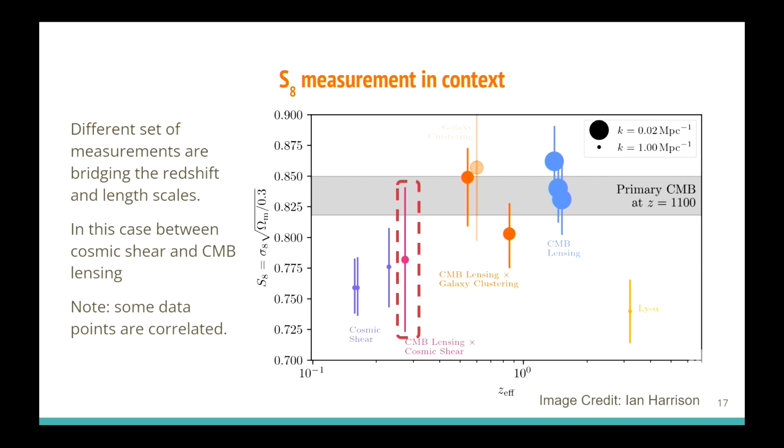What this plot shows you is various measurements of S8 at z equal to 0 as a function of z effective, where z effective is the redshift of the probe. It is slightly older. There are a few more points from cosmic shear analysis, which overlap in this region. This is by no means complete. But what you can see is that different probes are sensitive to different redshift ranges, and they are also sensitive to different length scales. So when we look at different cross correlations, we are trying to fill in this kind of picture and give us an idea of the growth of structure as a function of redshift.